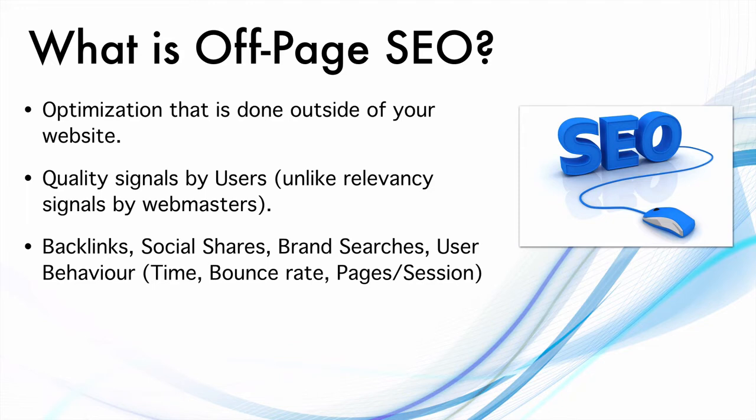So if brand searches go up, then your off-page optimization or off-page SEO also goes up. User behavior on the site is again a quality signal which is sent by the users and is not completely in your control. So even if it is happening on your site, it's basically outside of your control.